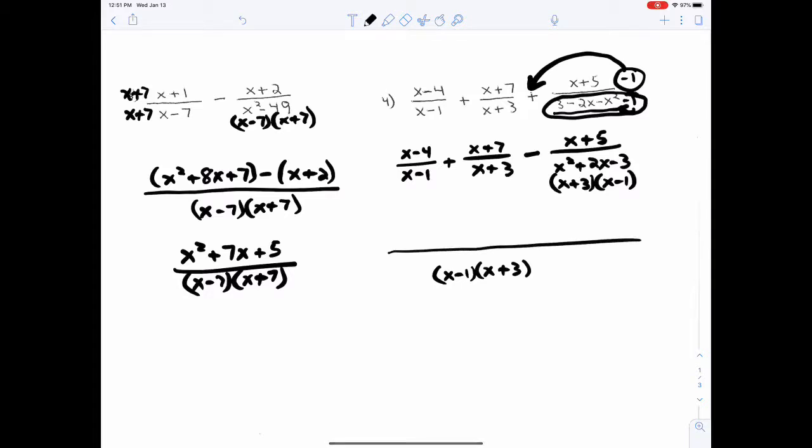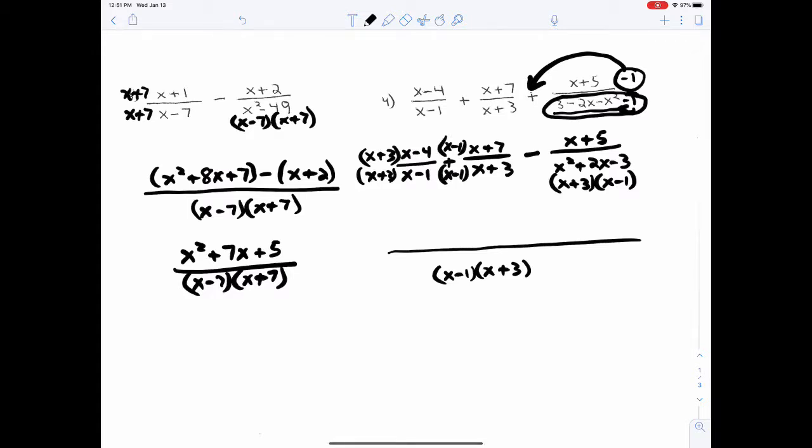Okay, so what am I missing from the first denominator to the common denominator? An x plus 3. So I'm going to multiply that by top and bottom. On the second fraction, what am I missing? An x minus 1. So I'm going to do that to the top and bottom.